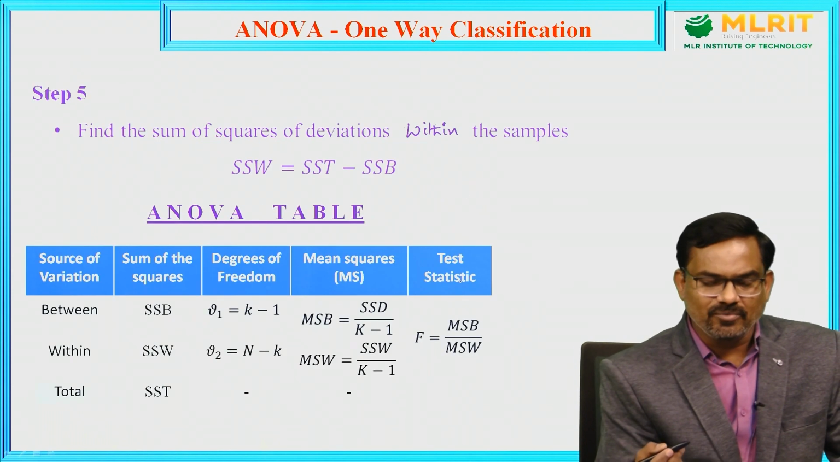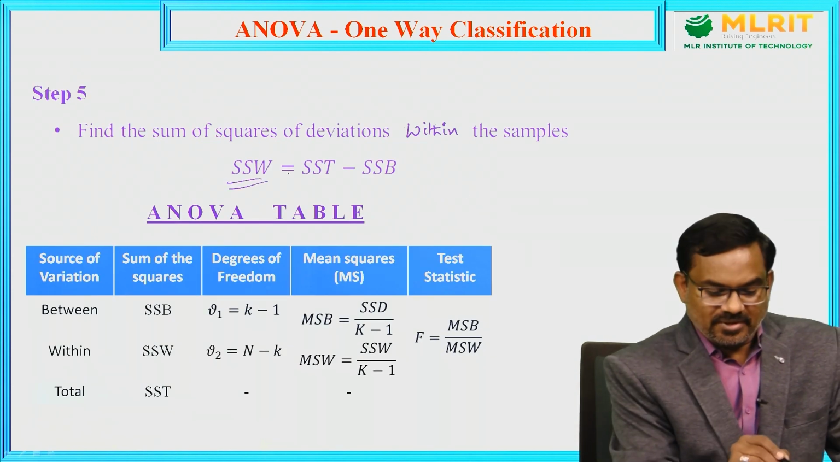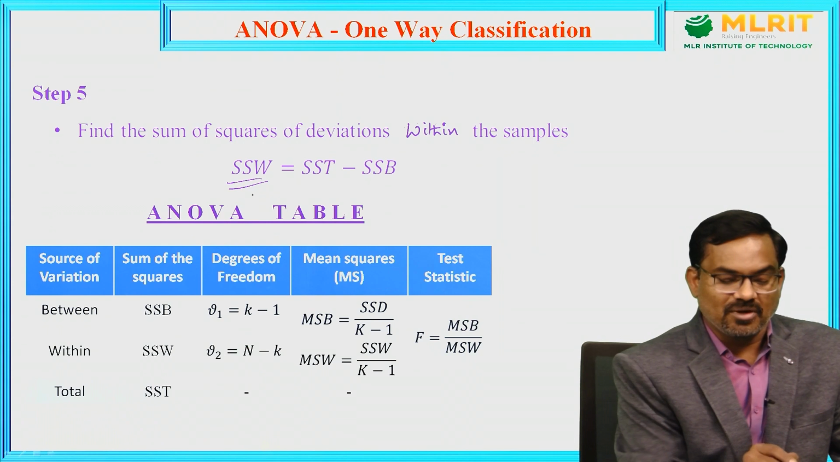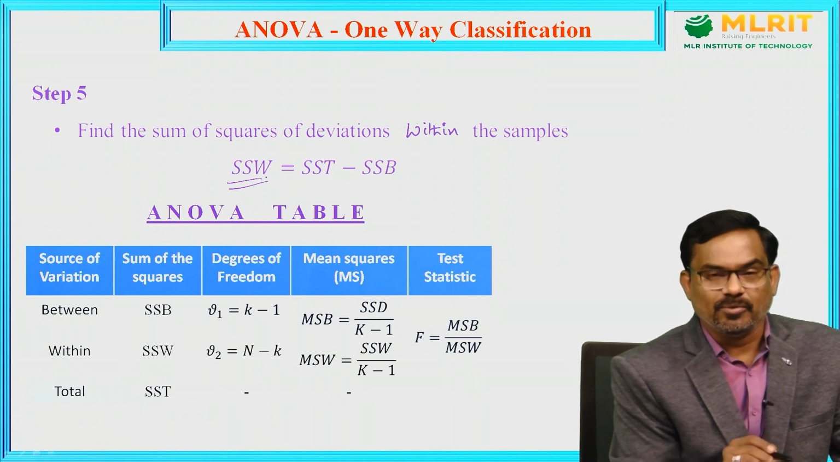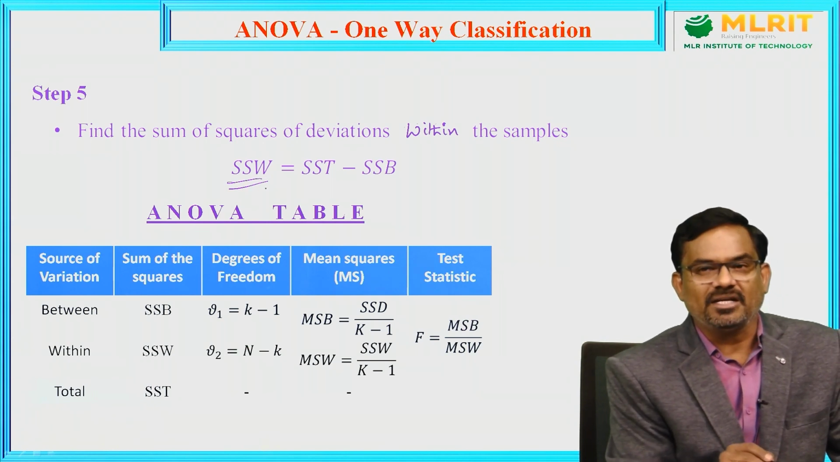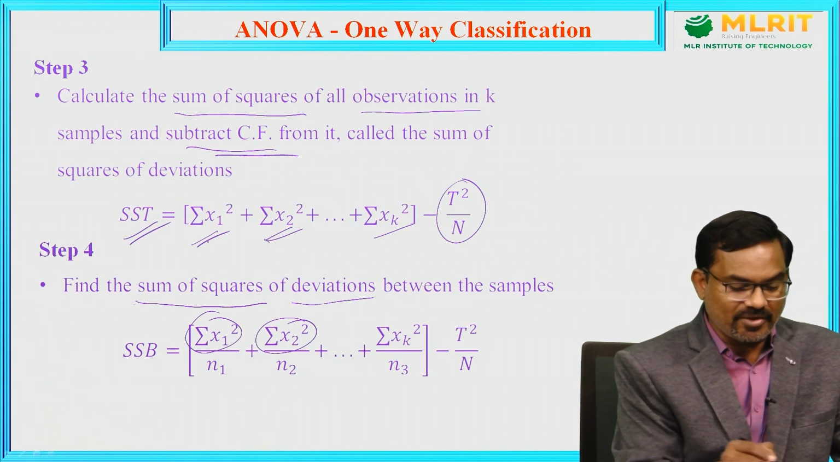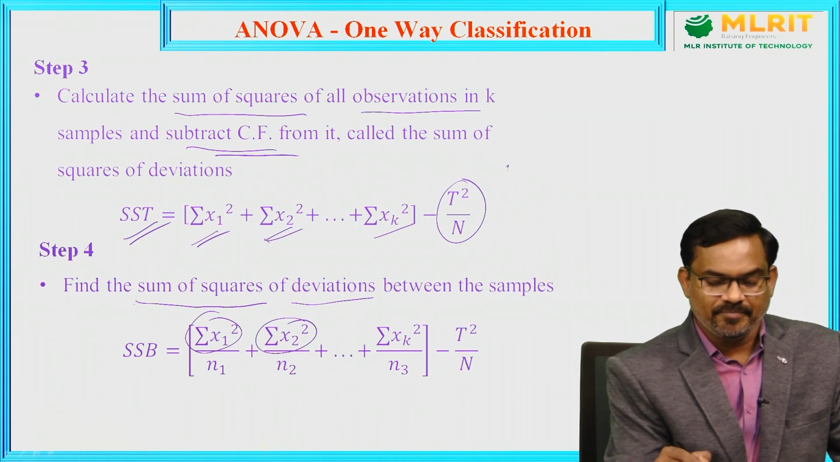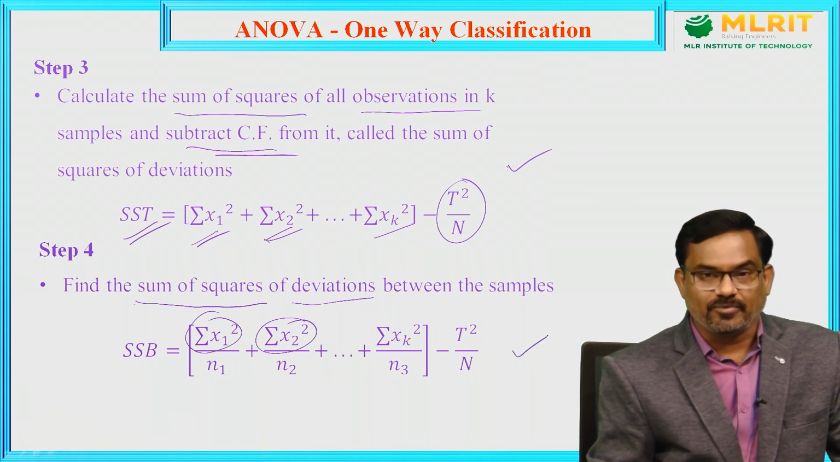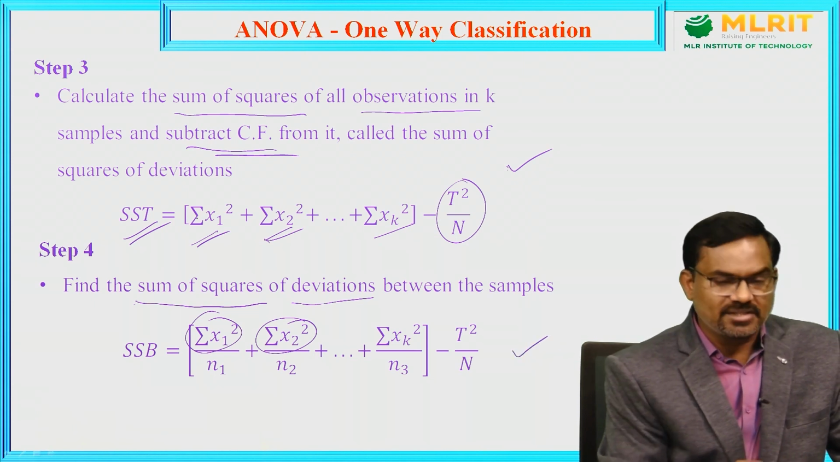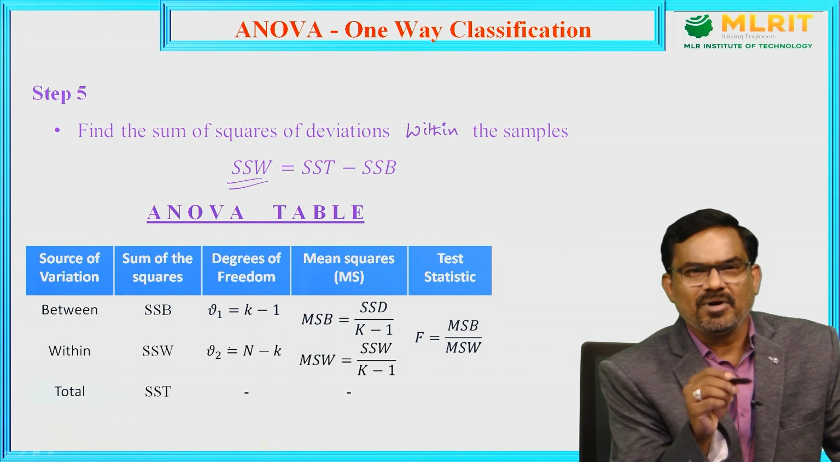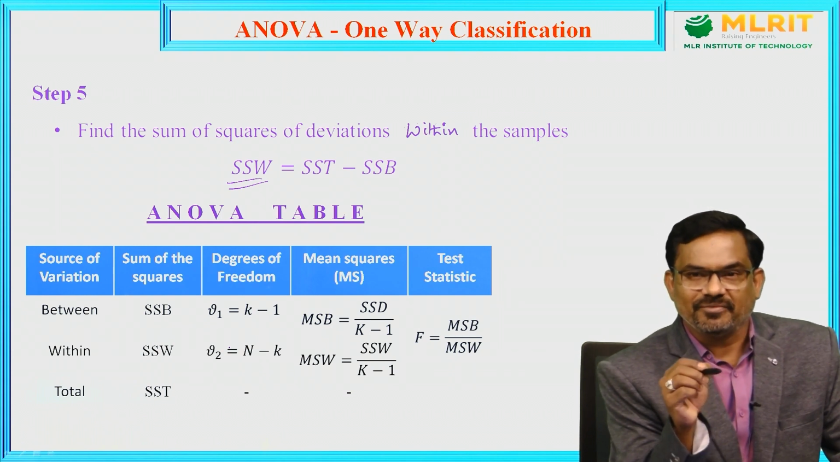In step 5, we calculate sum of squares of deviations within the sample. So, let us denote it by SSW. This SSW can be calculated using the formula SST minus SSB. Just now we have calculated SST in step 3 and SSB in step 4. So, SST minus SSB, that gives the sum of the squares of deviations within the sample.